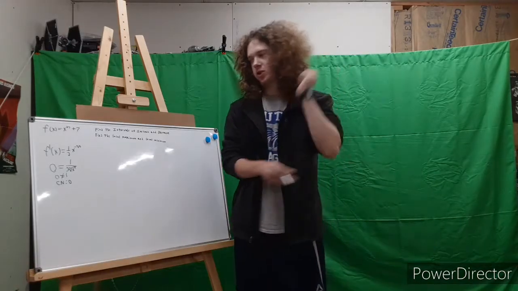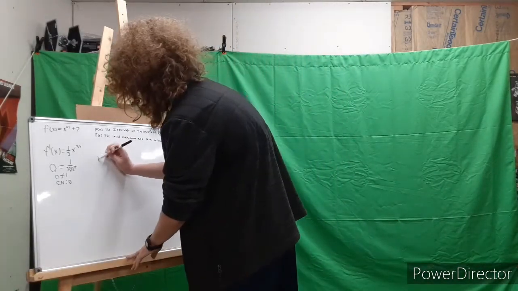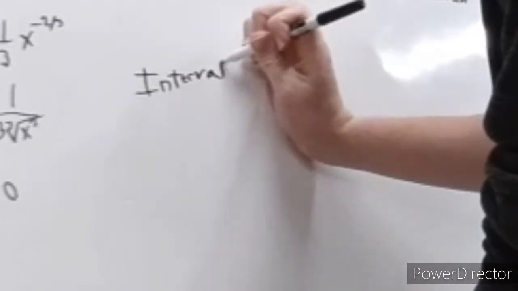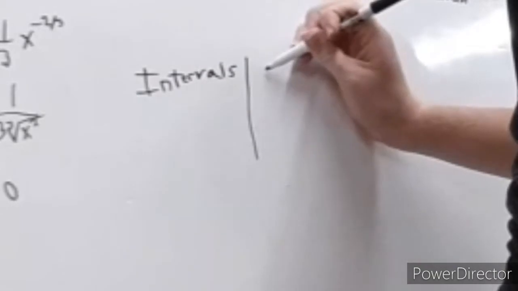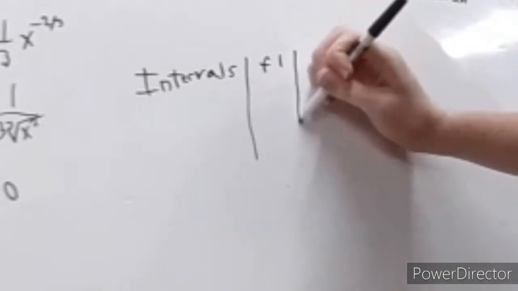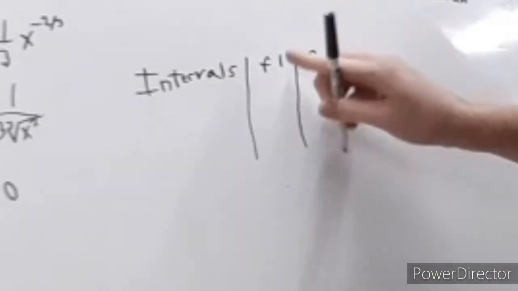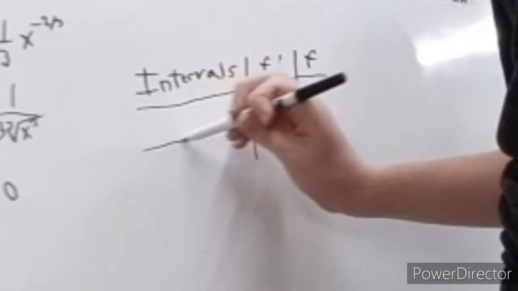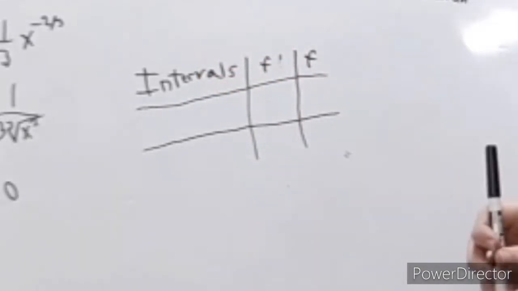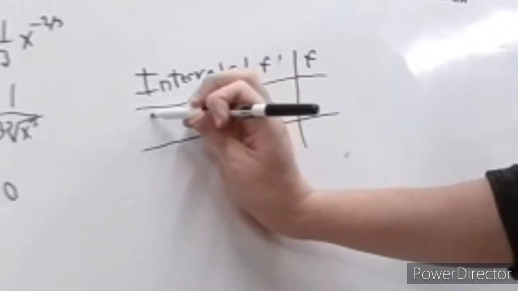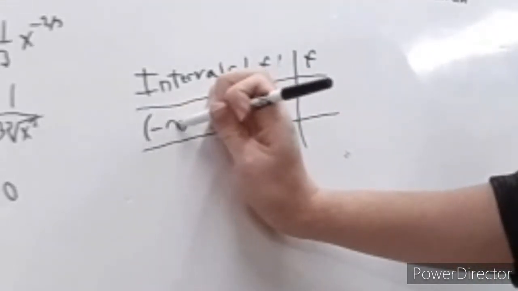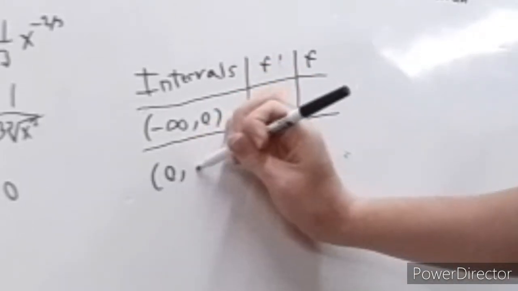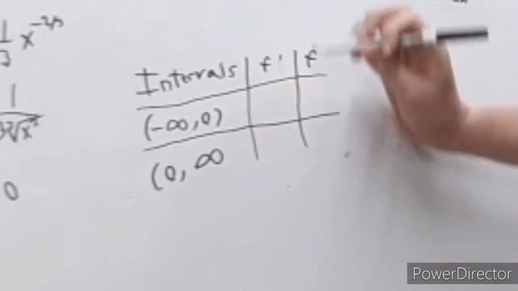I'm going to make the interval chart. So our intervals are going to be negative infinity to 0 and 0 to infinity.